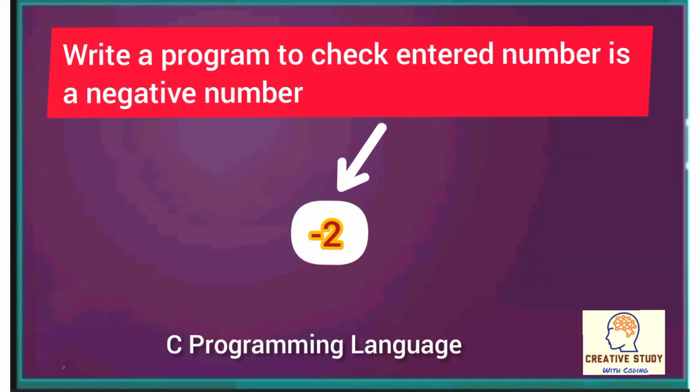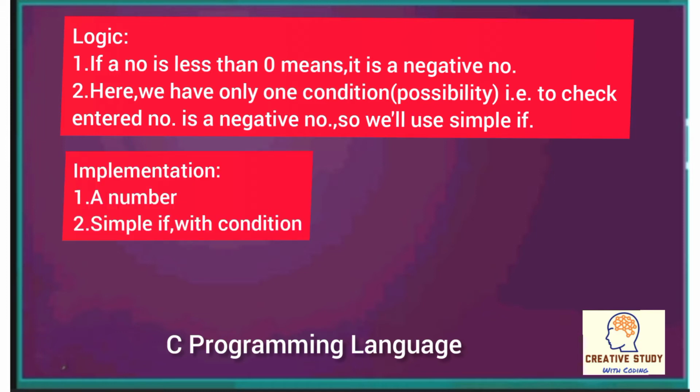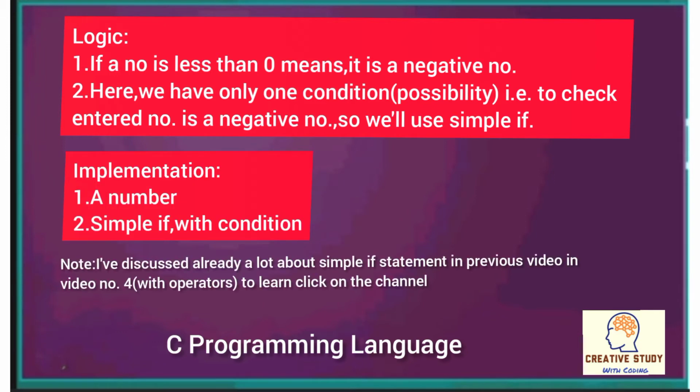Now write a program to check whether the entered number is a negative number. We know if a number is less than 0, it means it is a negative number. Here we have only one condition, that is to check whether the entered number is negative. So we'll use a simple if statement for the purpose. What we need to implement the program are a number and a simple if statement.